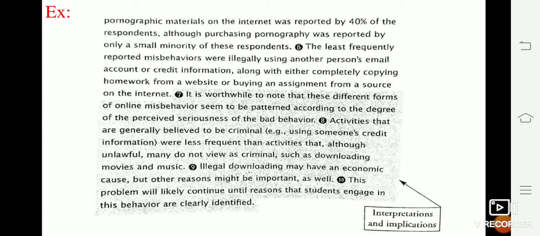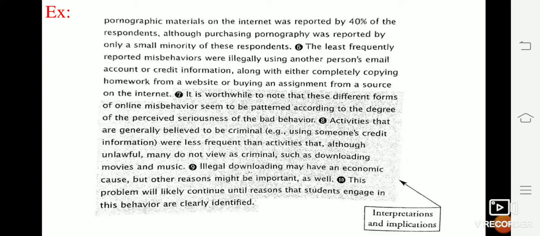For example, in your research, after you find something and then you find the problems, why do you want to do research? Because you want to look for the problems. So when you know the problems, you give the recommendation or implications to do more to solve these problems. This problem will likely continue until reasons that suggest engagement in this behavior are clearly identified.